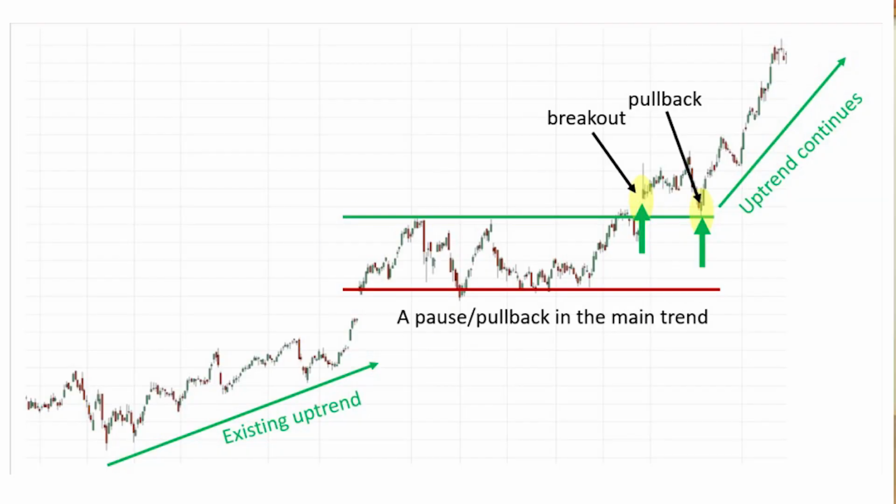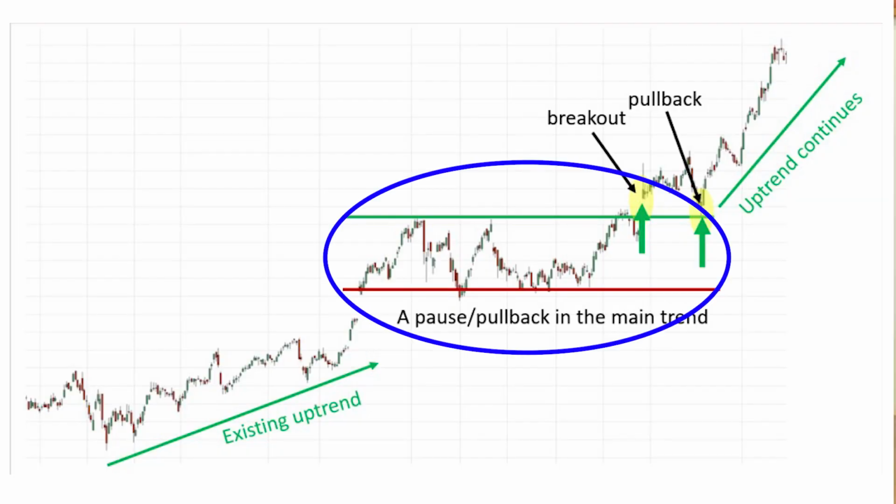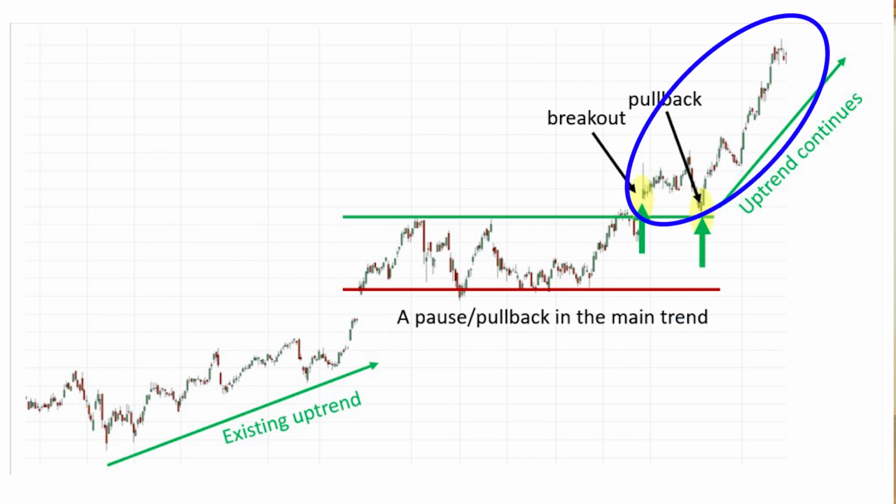In this example, we can see the rectangle pattern form in the middle of an existing uptrend, and shortly after, prices break upwards to resume the uptrend. As a trader, we can look to enter at the breakout or the first pullback after the breakout. This will provide a low-risk entry point to ride on the next leg of the trend.